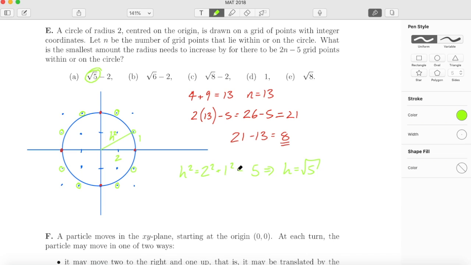So we know this whole distance here is root 5. We know the radius is just 2, so the increase will be root 5 minus 2, equals the increase that we're looking for. So there we go. The answer is part A.